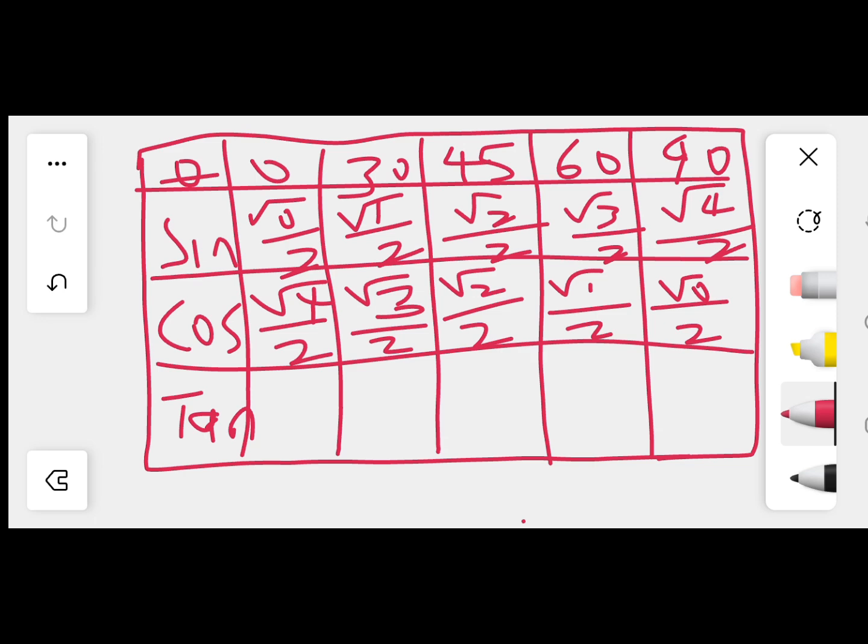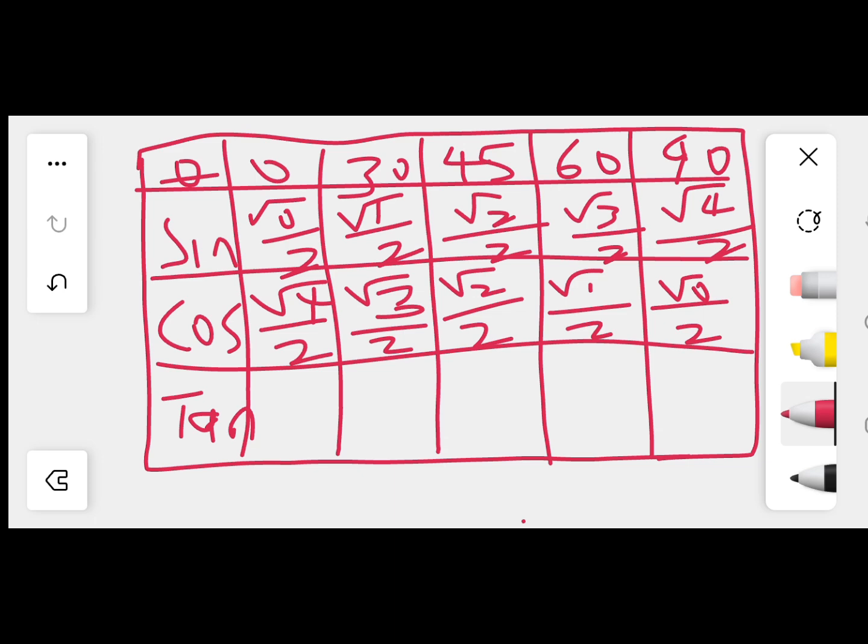If you check your sin 60, you see it's 0.866. All right? If you divide your square root 3 by 2, you are going to get exactly that. If you check your sin 45, you're going to get 0.707. If you divide root 2 by 2, you are going to get exactly that. That is for sine of angles.